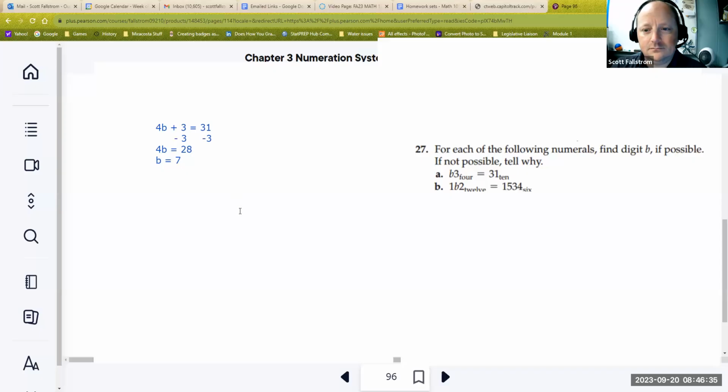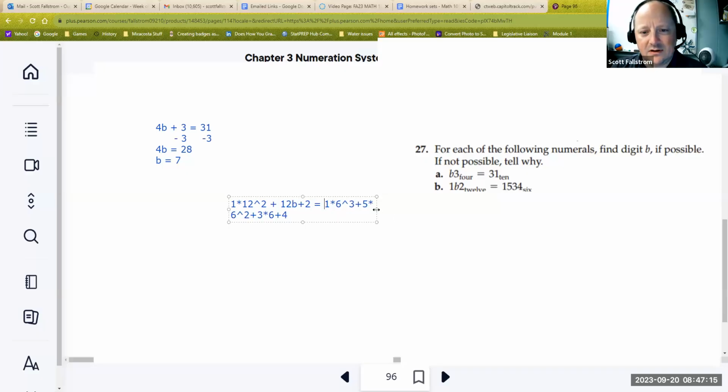I can't do it. For part B, this is a 1, 5, 3, 4 base 6. Okay, so that looks kind of complicated, but just write down your place values. 1, 6, 6 squared, and 6 cubed. So I have 1 times 6 cubed plus 5 times 6 squared plus 3 times 6 plus 4. Okay, that's on one side. On the other side, I have 1 times 12 squared plus 12B plus 2. And so those are equal.